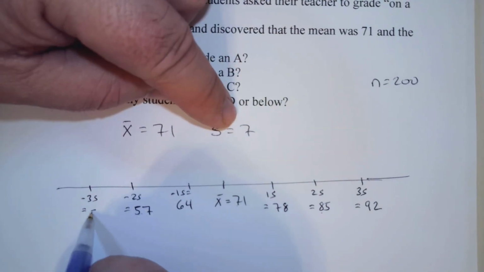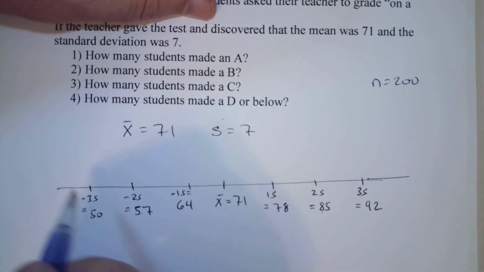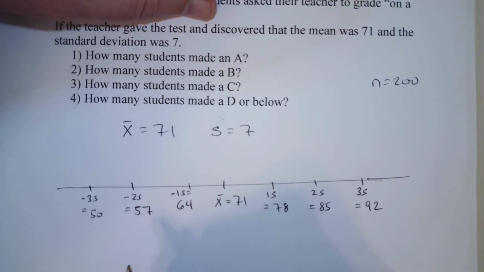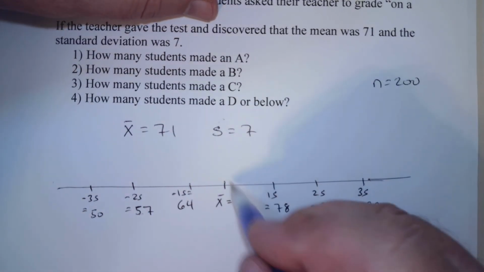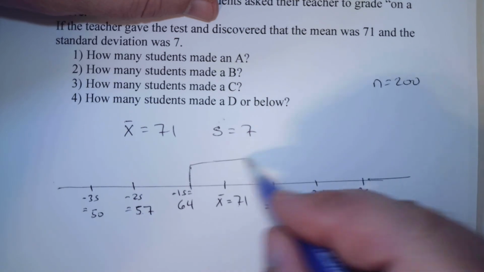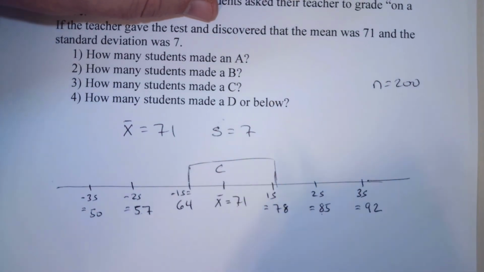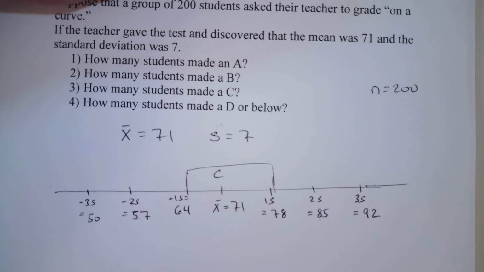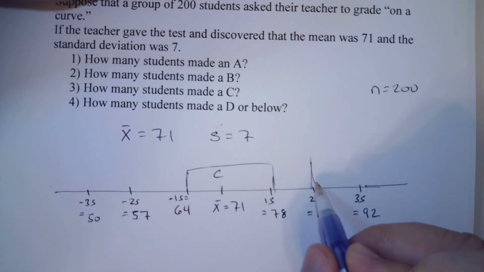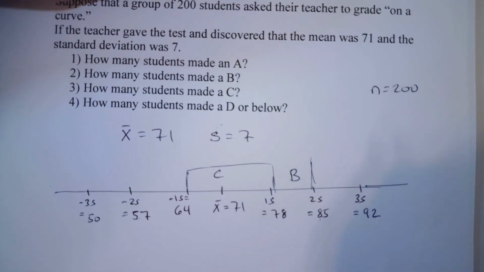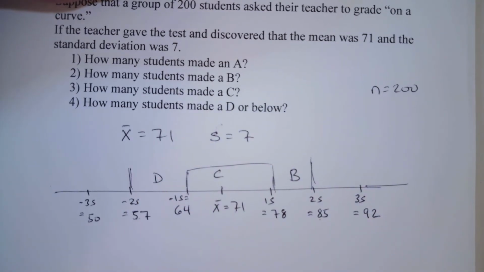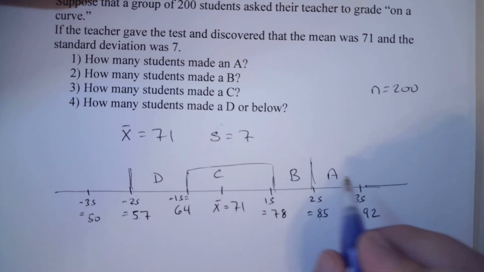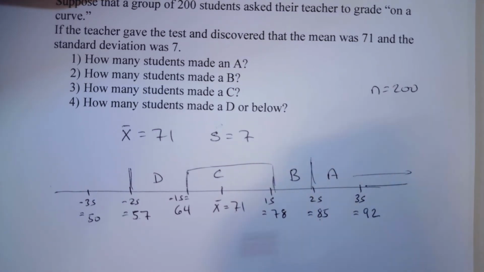57 minus 7 is 50. So on a bell curve, since here's the mean, that represents your C. This represents your B, your D, and A is anything there. F is anything there.